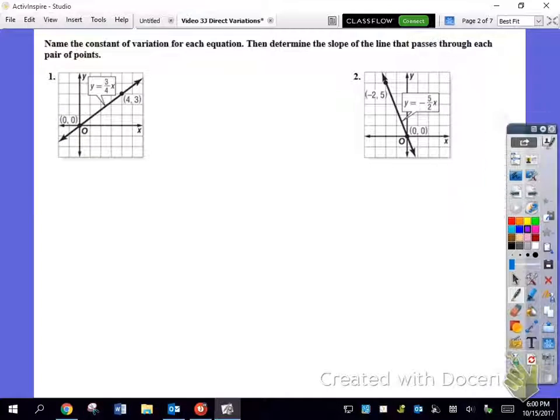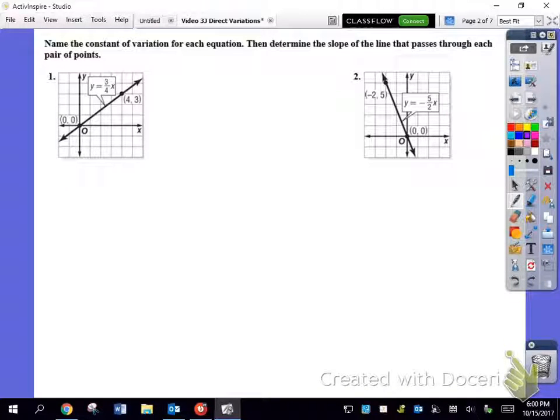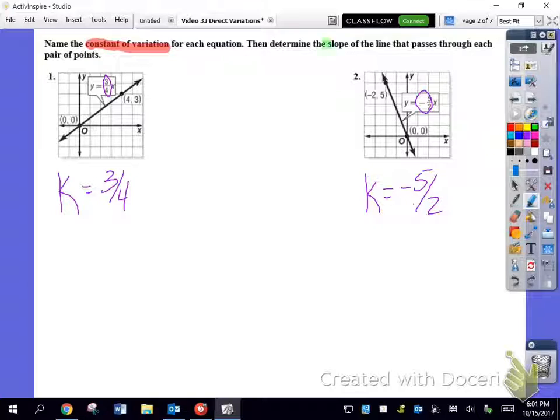On the next set of problems, it says name the constant of variation for each equation. Now remember, the constant of variation is what is in front of x. So that would be 3 over 4. On the second graph, what's in front of x is -5 over 2. That is my constant of variation. It also asks me to determine the slope of the line that passes through the points.